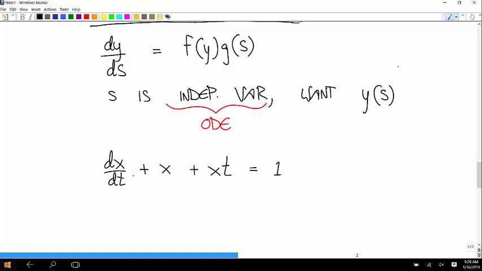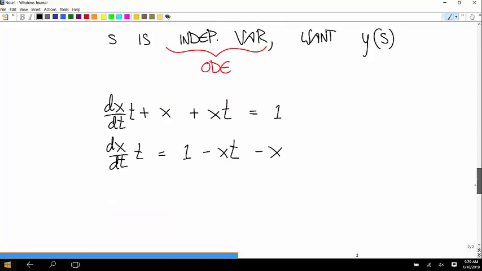So what if we have dx/dt times t plus x plus xt is equal to 1. So dx/dt times t is equal to 1 minus xt minus x. Then divide both sides by t, and you get 1 over t minus x minus t. Is there any way to express this as a function of t times a function of x?